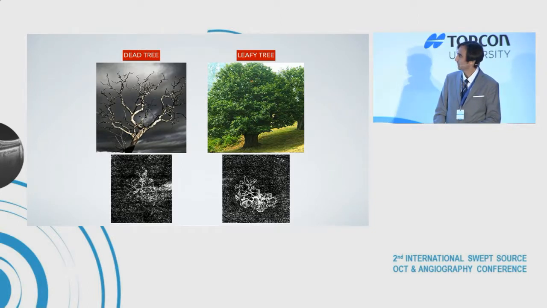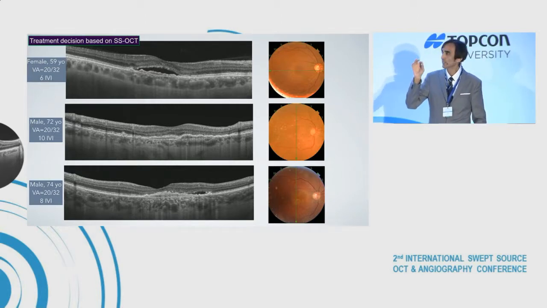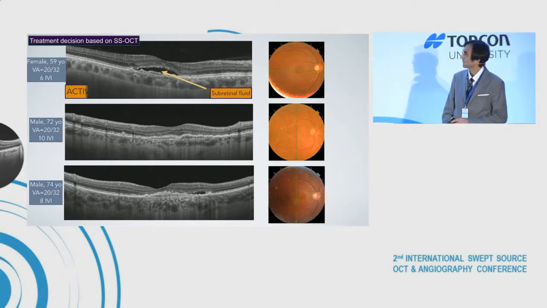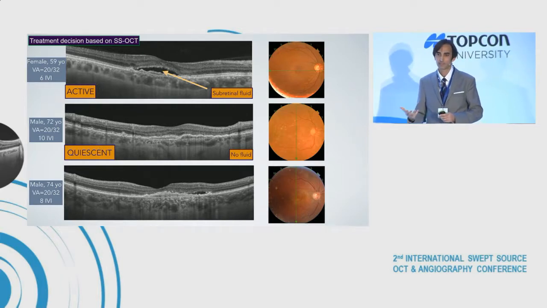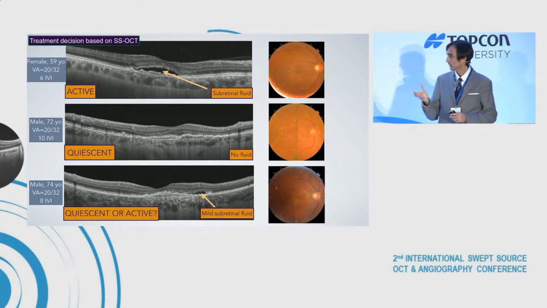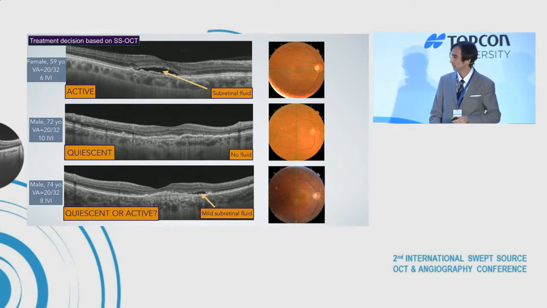Let's see an example. The same cases that we just saw before, now we are treating only based on OCT findings, treatment decision based on OCT findings. The first case, we have subretinal fluid, it is an active case. The second case, no fluid. It could be considered that it is not active. And the third case, it could be doubtful, with mild subretinal fluid and a stable visual acuity. The 3 patients have the same visual acuity.